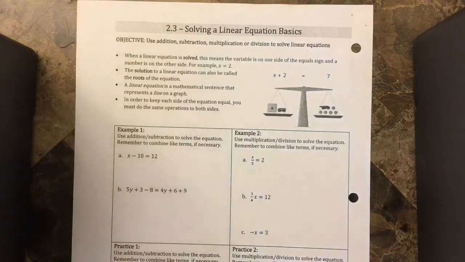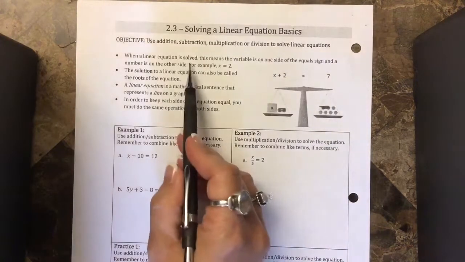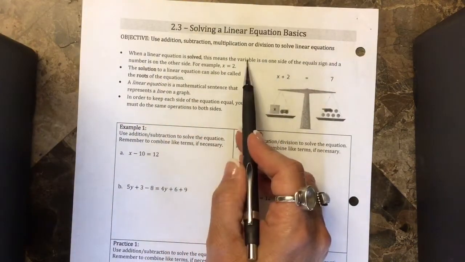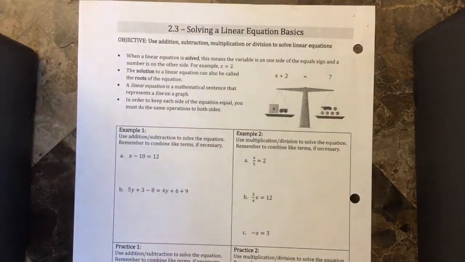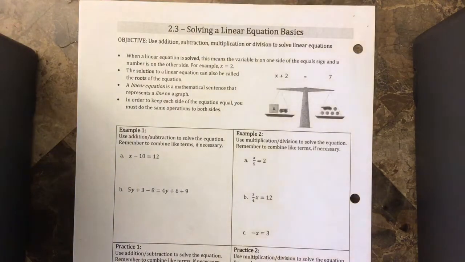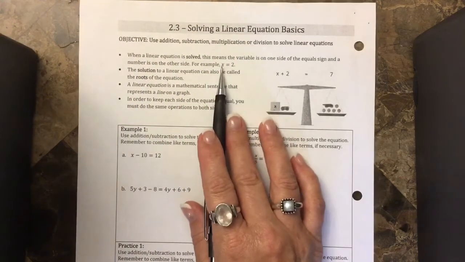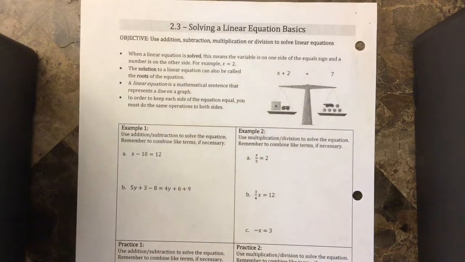So oftentimes it's going to tell you to solve an equation. Basically, an equation is solved when the variable is on one side of the equal sign and the number is on the other. Now, you don't always have to have the variable on the left, but we typically like to have the answer so that the variable's on the left-hand side and the number is on the other. The solution can also be called the root, which we'll talk about later. A linear equation is just a mathematical sentence. So just like you have a sentence in English with a capital letter and a period, a linear equation has variables, constants, an equal sign, and so forth.